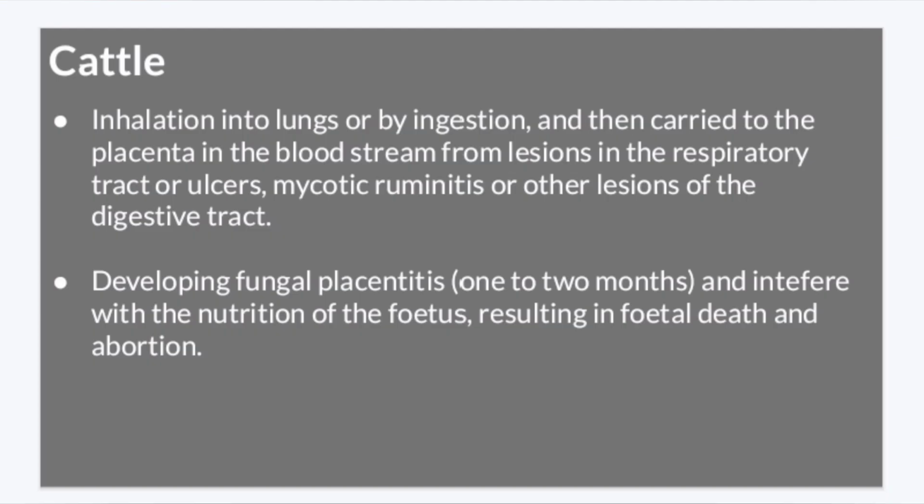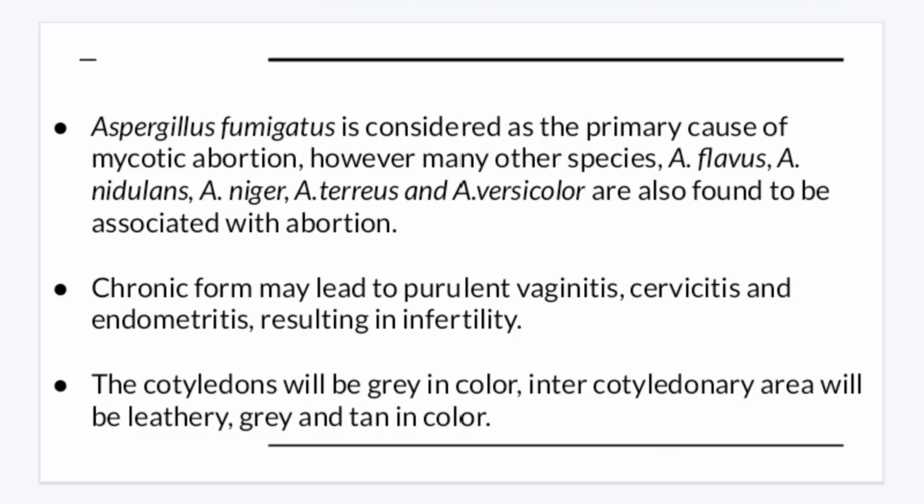Coming to cattle, conditions of high humidity and temperature enhance the growth of these molds if hay and straw is stored. In cattle the infection is mainly due to inhalation or ingestion of this moldy hay or straw. Through ingestion it can cause ulcers or ruminitis in the gut, and if it is inhaled, then respiratory tract infections follow. Aspergillus fumigatus is considered the primary cause of mycotic abortions, but A. flavus, A. nidulans and A. terreus are also associated with abortion, which most commonly occurs at 6 to 7 months of gestation.